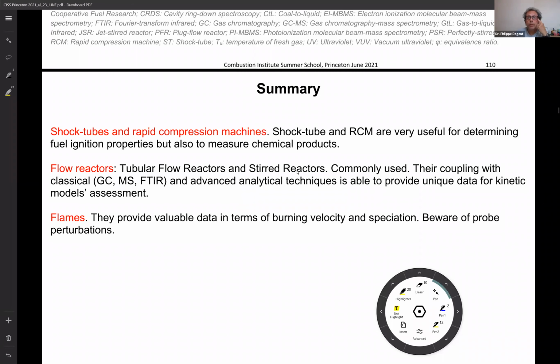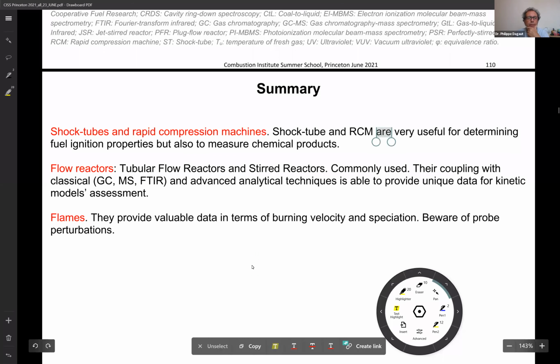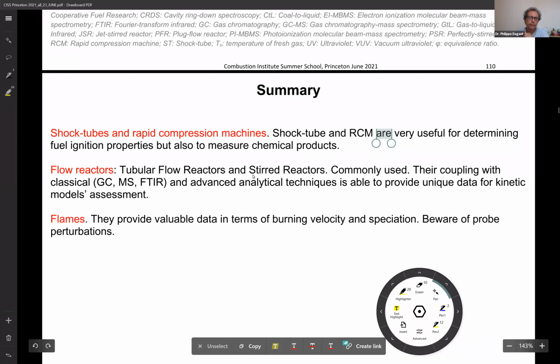So yesterday we stopped with this summary on the experimental techniques which can be used to elaborate some chemical kinetic reaction mechanism: shock tubes and rapid compression machines, which can provide both global and detailed information; flow reactors, which mostly provide detailed information in terms of concentration of species as a function of different parameters such as time, temperature, or pressure; and flames, which provide both global and detailed information.